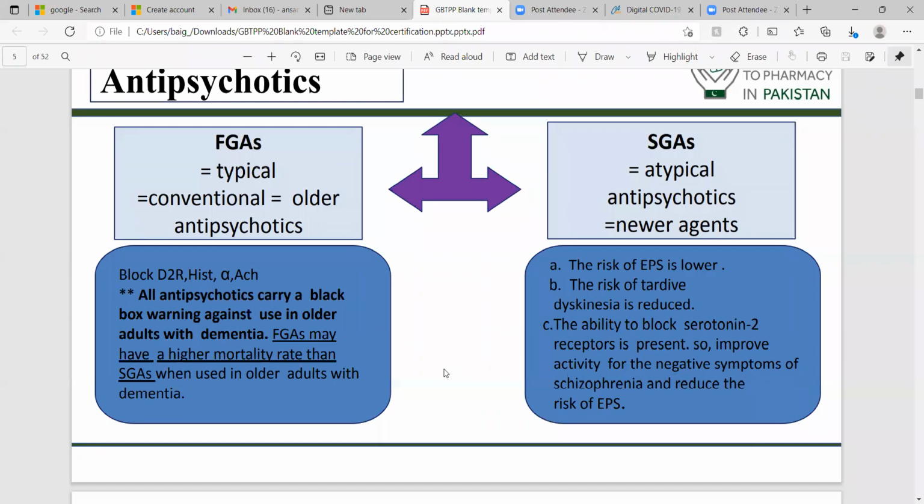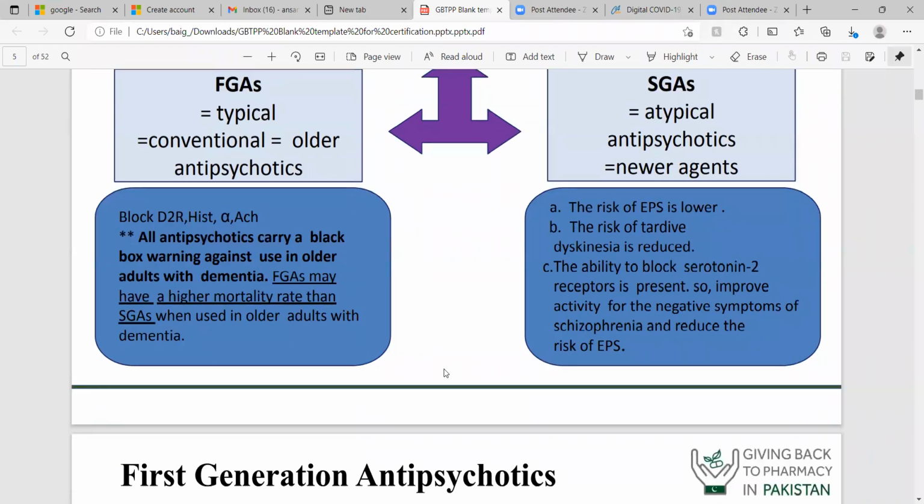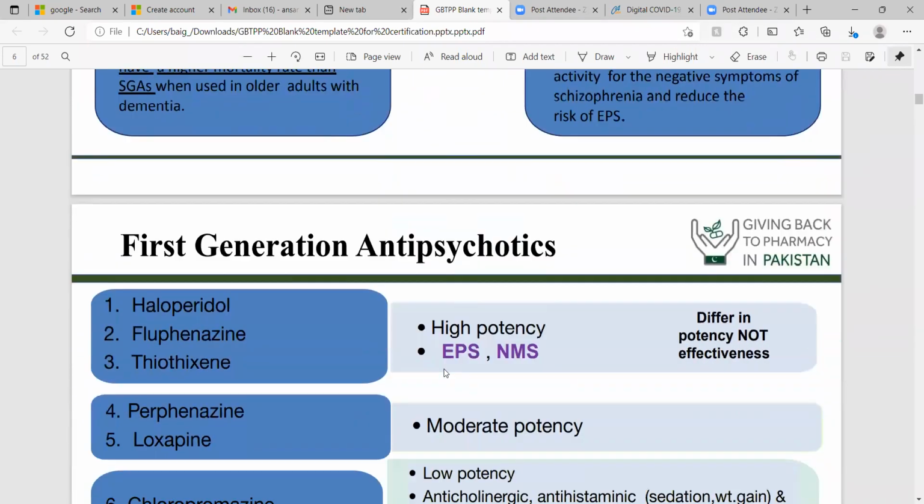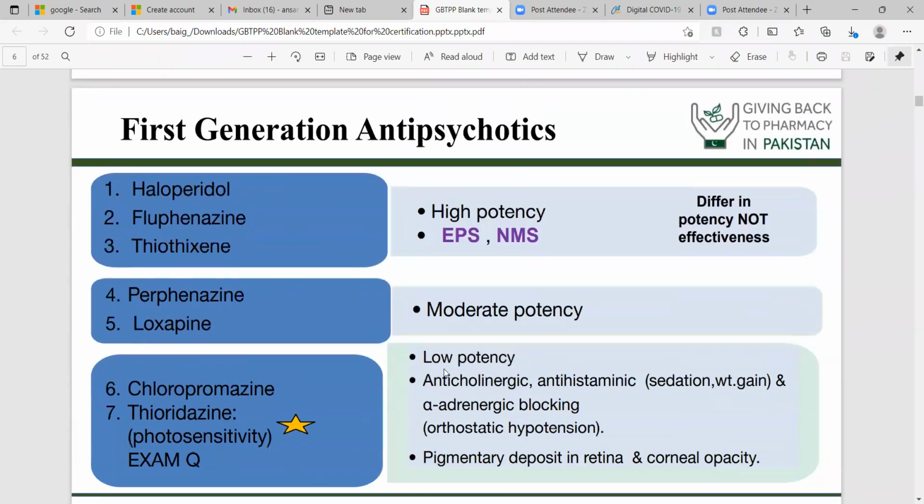For second generation antipsychotics, the risk of EPS, that is extrapyramidal side effects, is lower. The risk of tardive dyskinesia is reduced, and they also have the ability to block serotonin 2 receptors. Under first generation antipsychotics, we have haloperidol, fluphenazine, and thiothixene. We can see all that.